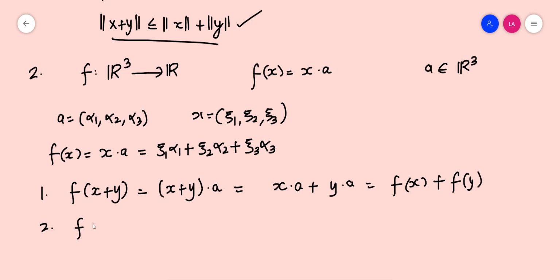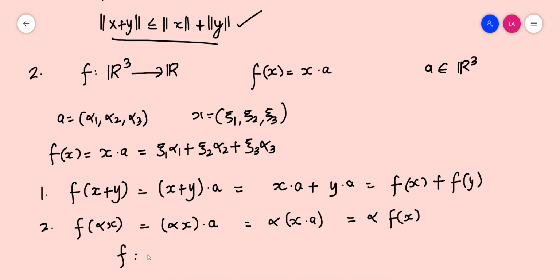Now the second condition: f of alpha x is equal to alpha x dot a. From alpha x we can take the scalar alpha outside, since the vector part is x. So this can be written as alpha times x dot a, which is equal to alpha times f of x. Both conditions are satisfied, which means f is linear. So f is a linear functional.